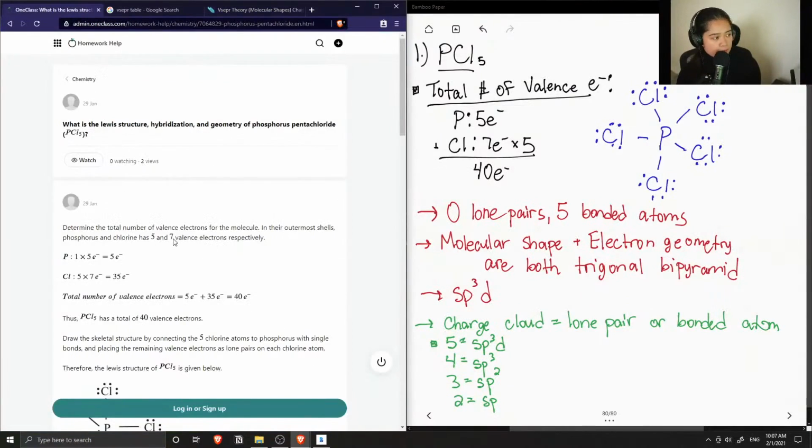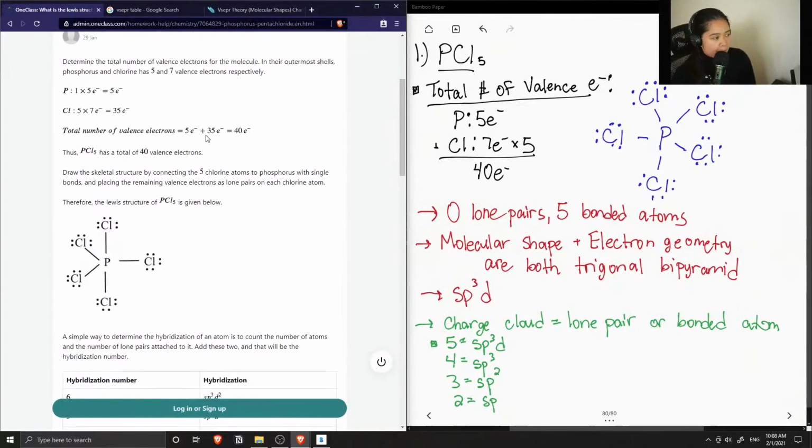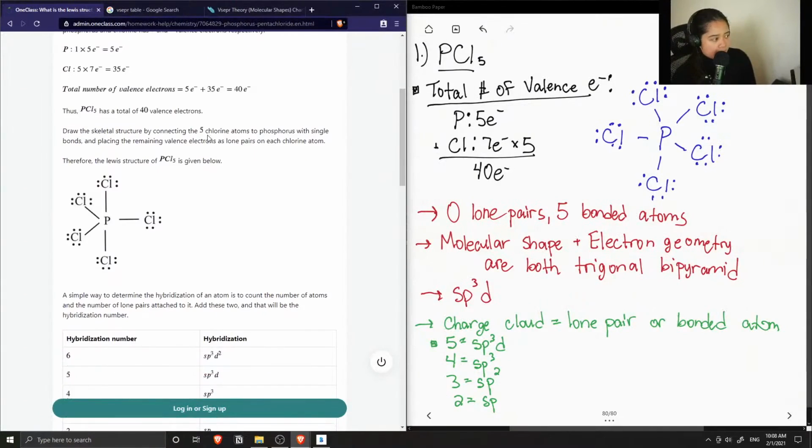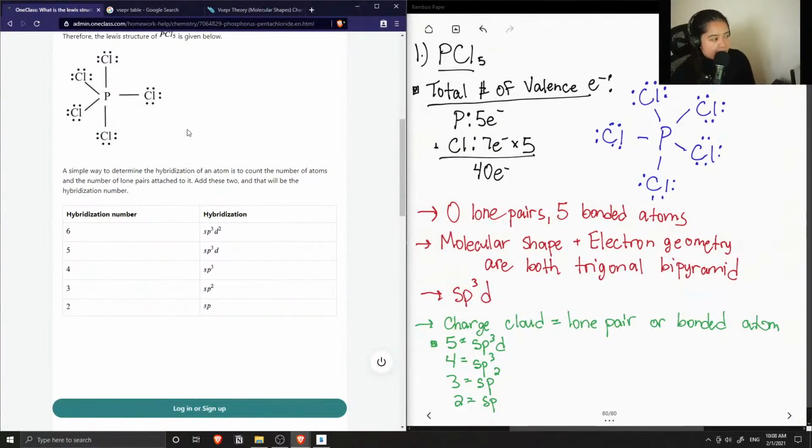Okay, so let's see what the junior tutor said. They said to determine the total number of valence electrons for the molecule in their outermost shells, phosphorus and chlorine have 5 and 7 valence electrons respectively. So they also got 40 in total. They drew the skeletal structure by connecting the 5 chlorine atoms with a single bond and then placed the remaining valence electrons as lone pairs, and they got the same final Lewis structure.